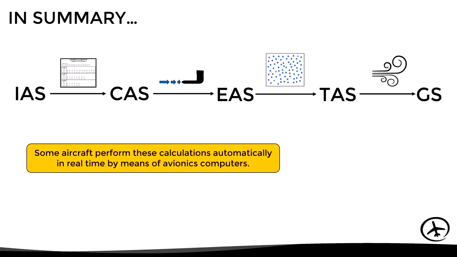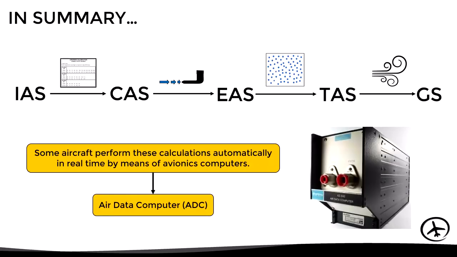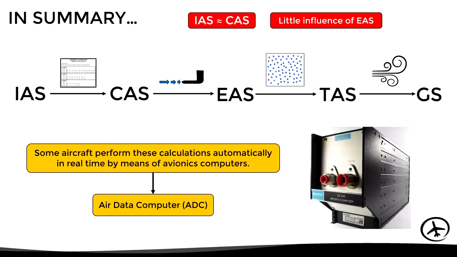Now, some aircraft perform these calculations automatically in real time by means of an air data computer. However, if the aircraft is not equipped with this avionics computer, the pilot will have to do these calculations manually. In that case, something important to note is that in practice, it is normally assumed that the indicated airspeed is roughly equal to the calibrated airspeed. And apart from that, if we fly at low speeds, below 300 knots, we will have little influence of compressibility effects, so we can say that the calibrated airspeed is roughly the same as the equivalent airspeed.